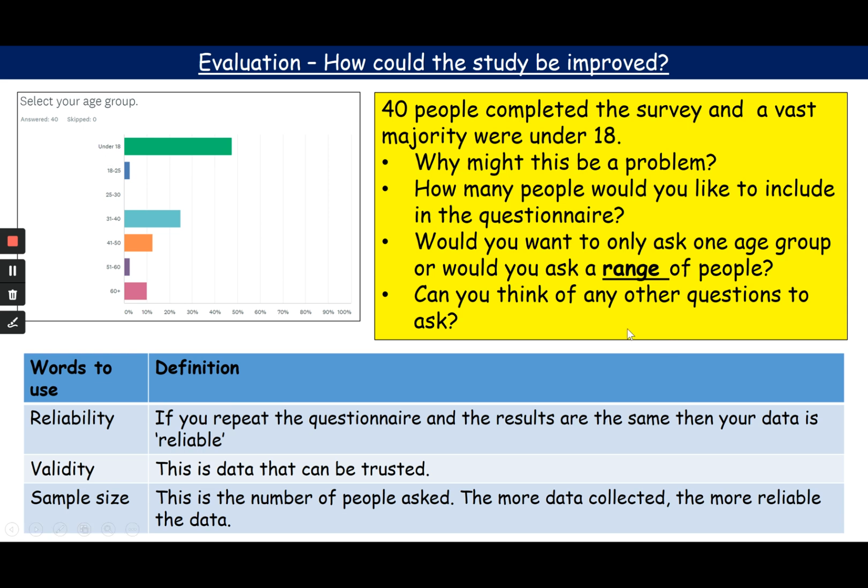And also you might think of other questions to ask. So maybe you might want to start asking where people buy their clothes from, how often they buy second-hand clothes, and so on. So essentially, I want you to tell me how we could improve the study overall. Some good words to use are down here, so have a read of what these words are and their definition. You don't have to use the words in the table here, but it'd be great if you can. I'm pretty sure all of us can use sample size. So sample size is the number of people that you ask. So essentially, the more people you ask, the more reliable your data is. So again, pause this video here. I'll put some sentence starters on our help sheet for you.